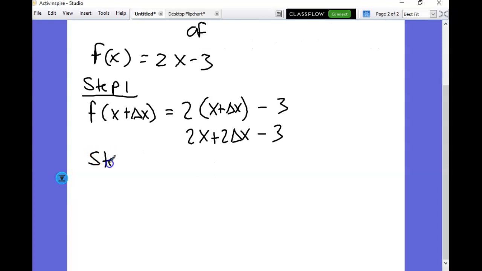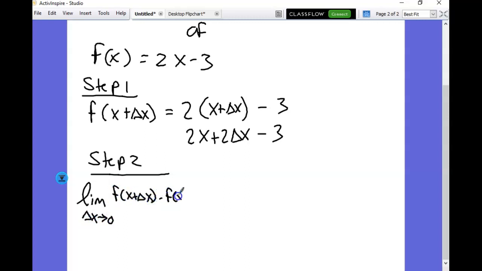Here we go. Step 2. We're going to use this formula. The limit as delta x approaches 0 of f of x plus delta x minus f of x, y2 minus y1, over x2 minus x1, which simplifies to just delta x. So here we go.